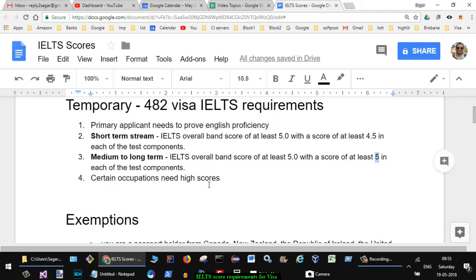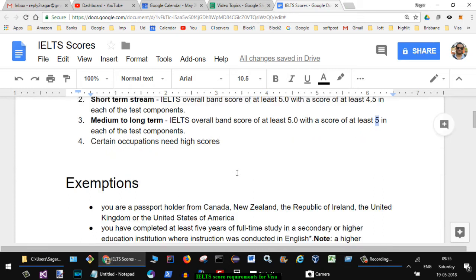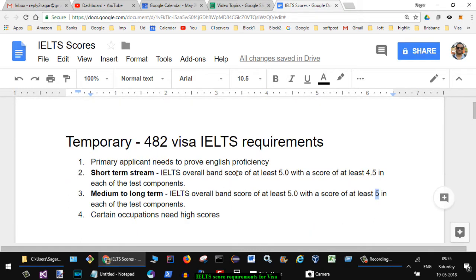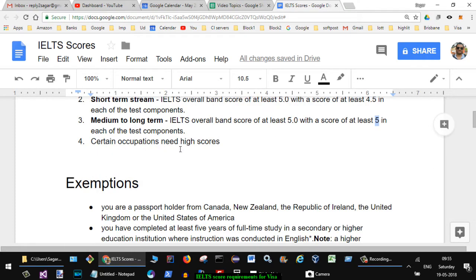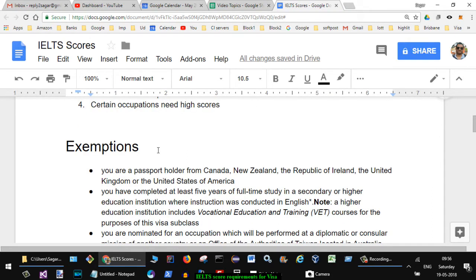And certain occupations need higher scores, like teacher or, say, nurse. All these occupations need higher scores. Then what are the exemptions? Not everyone has to clear this IELTS exam. There are some exemptions, so let us see what they are. If you are a passport holder from Canada, New Zealand, Republic of Ireland, United Kingdom or the United States of America, then you don't need to appear for the IELTS exam.